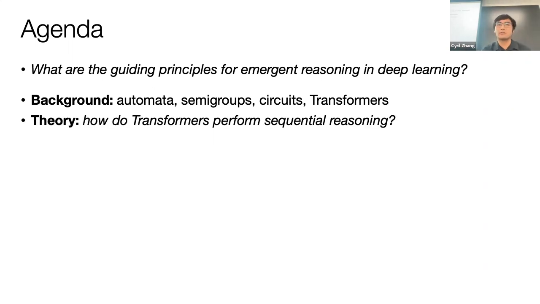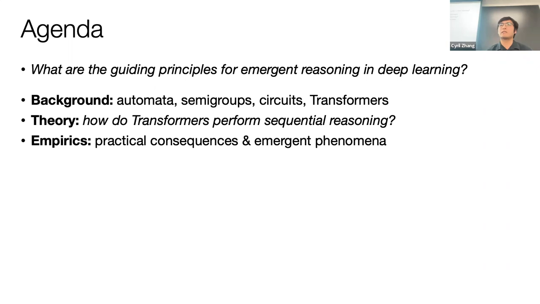Then we'll get into the theoretical results in our work, where we have some handle, and maybe some of these results genuinely surprised us on how these networks are performing sequential reasoning tasks, which we'll define using automata. And then we'll accompany this with some experiments where theory cannot hope to reductionistically explain certainly everything that's going on in practice. But even in synthetic experiments, we have a bunch of surprises.